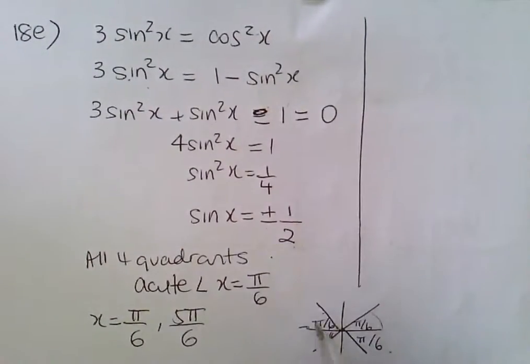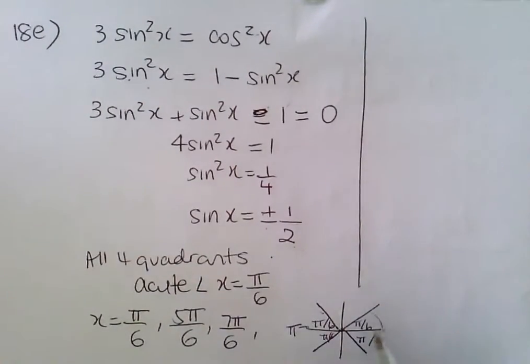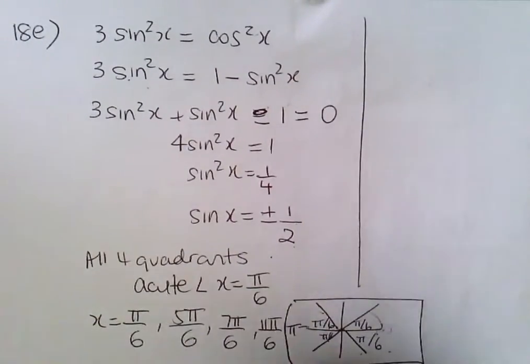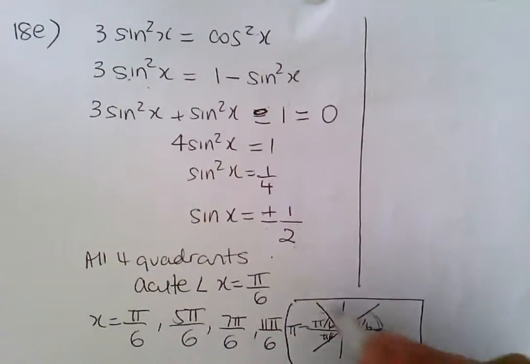It's 1/6 short of pi. Then it's 1/6 further than pi. And then it's 1/6 short of 2 pi. Do you get that? Because 2 pi all the way round minus pi on 6. 2 minus a sixth is 1 5/6, which is 11 pi on 6. Or you can think of 2 pi as 12 pi on 6. So pi on 6, 5 pi on 6, 7 pi on 6, 11 pi on 6.